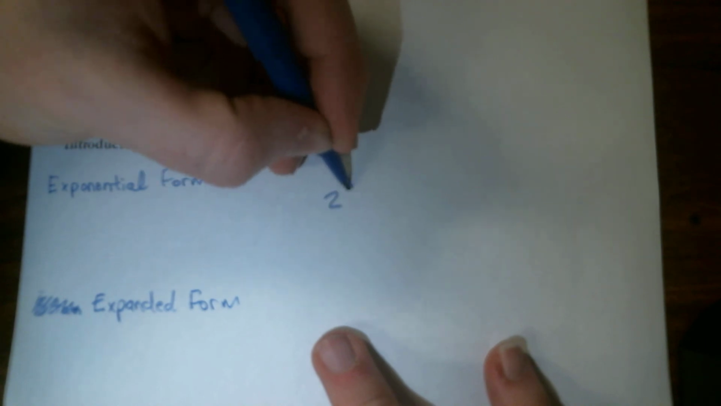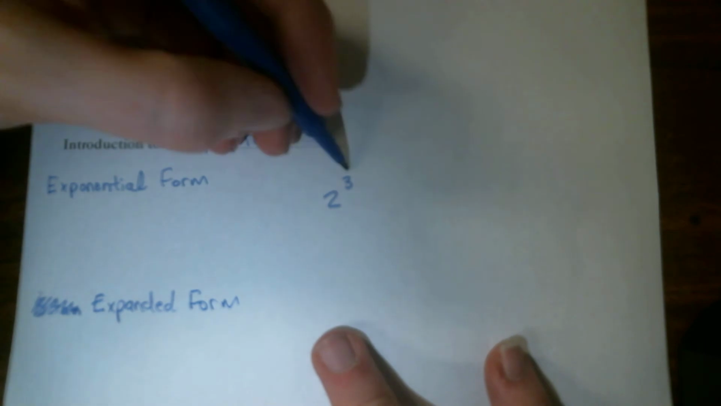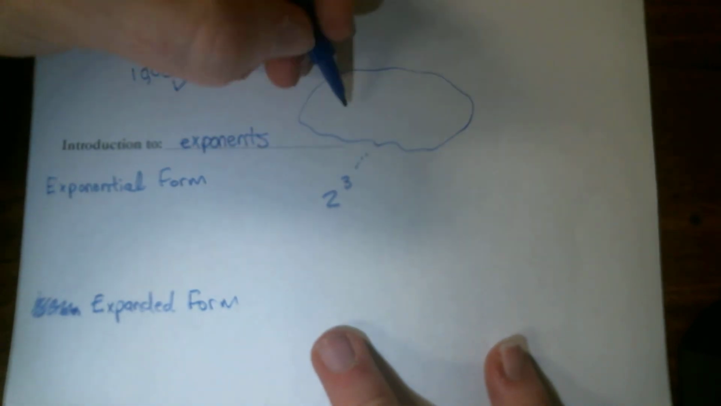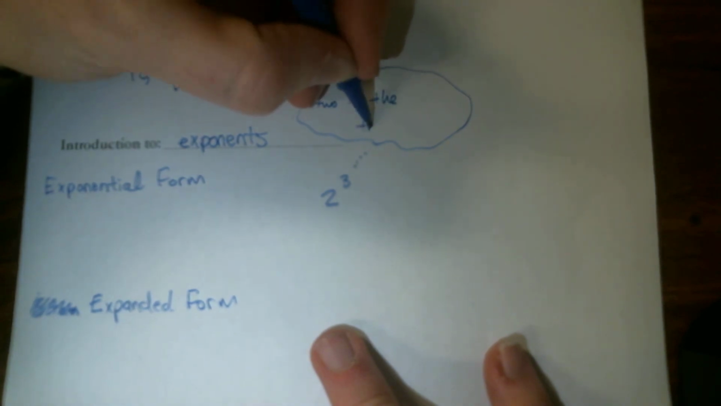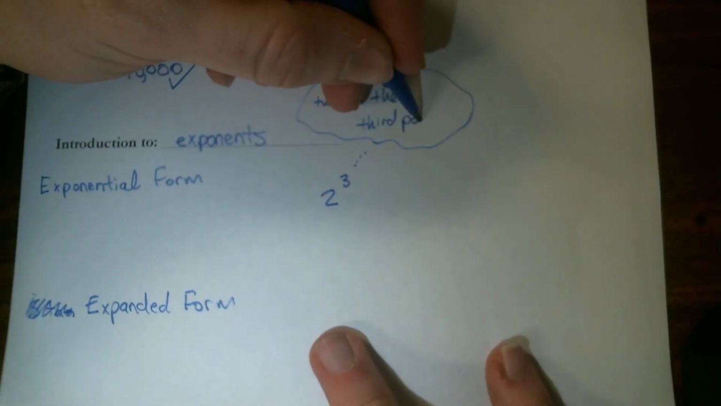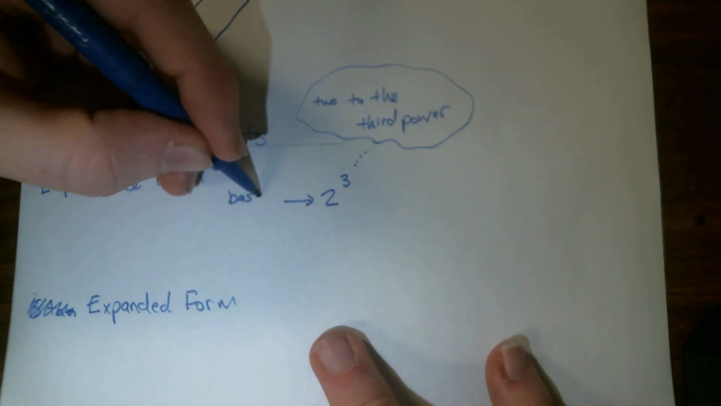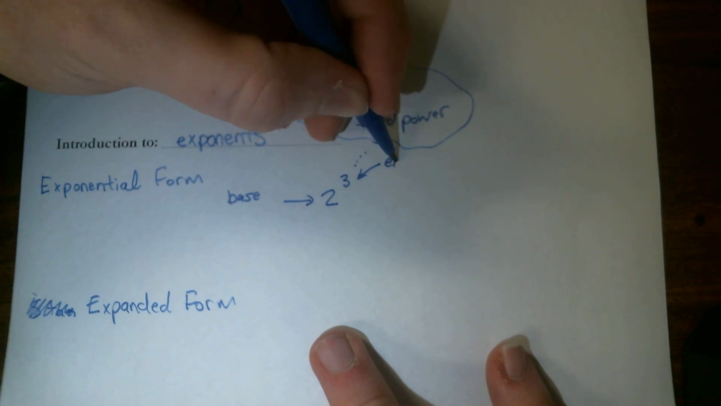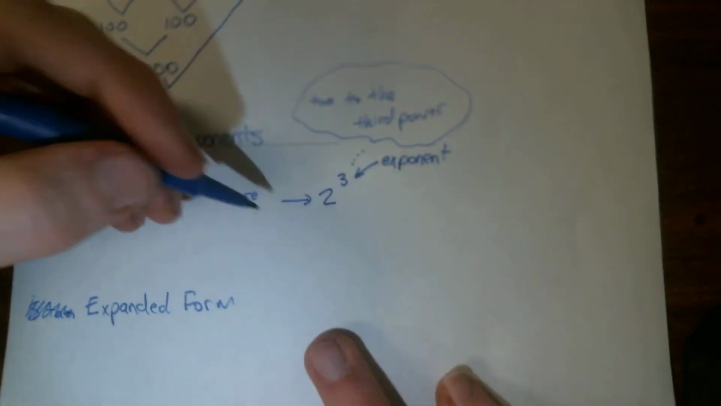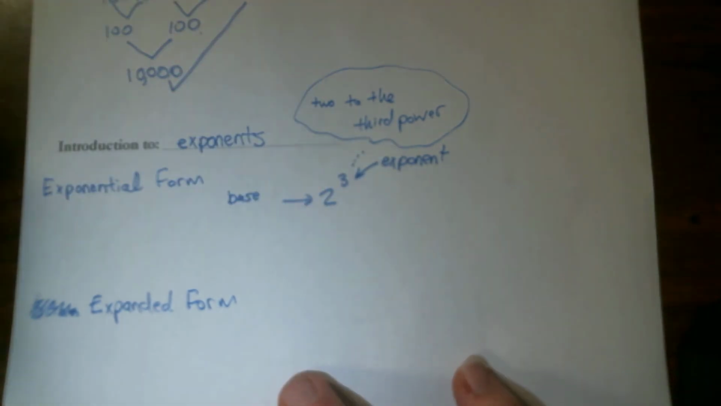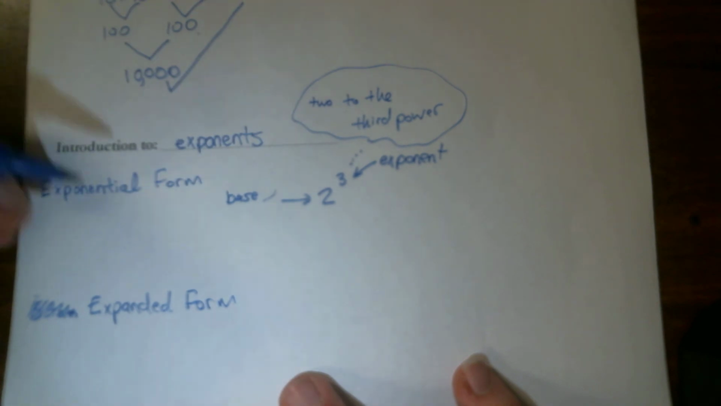Let's do 2 to the third power. If you notice, my 2 is pretty big and my 3 is slightly smaller. And again, here's how I say this. I say this as 2 to the third power. This number right here is called my base, and this number right here is called my exponent. If I want to write this in expanded form, the base tells you what number you're multiplying. The exponent tells you how many times you're multiplying it.